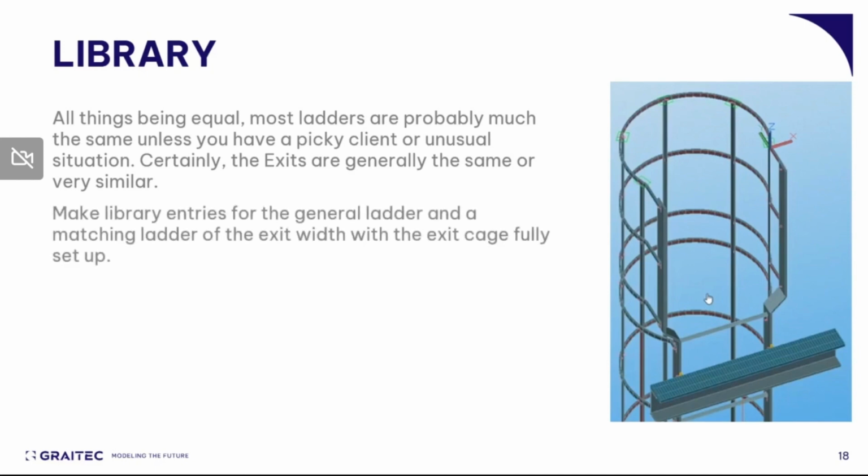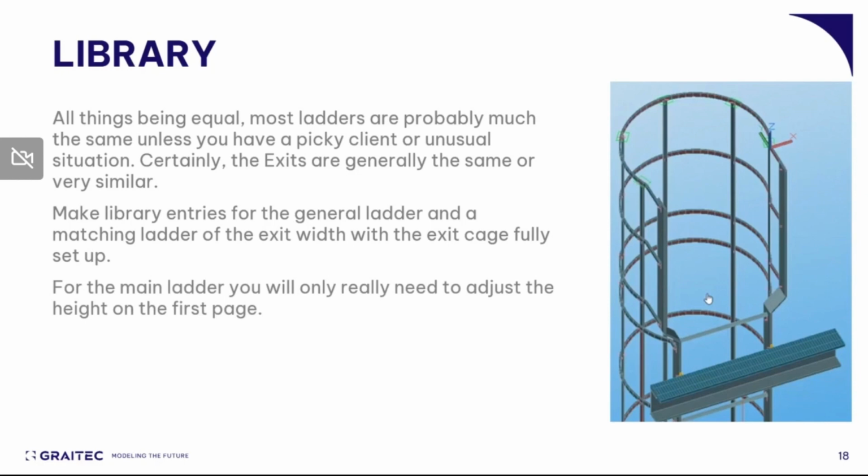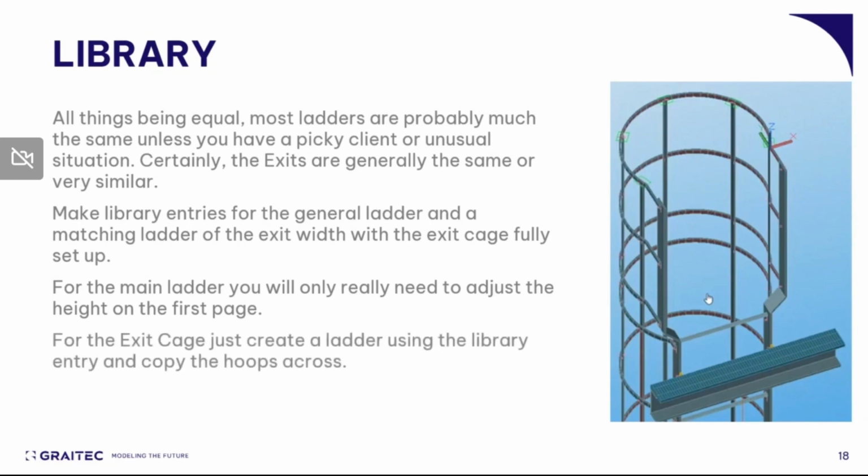Make a library entry for the general ladder with the exit as you want it, and then make another matching library entry with the exit width all the way up and the exit cage fully set up. And then you just create one of each ladder and just adjust the height on the main ladder really to get that right. Might have to adjust one or two other vertical dimensions, but mostly it's just the height overall. And then you can simply create another ladder with the cage configuration and copy the hoops across very quickly. So let's just see that going now.